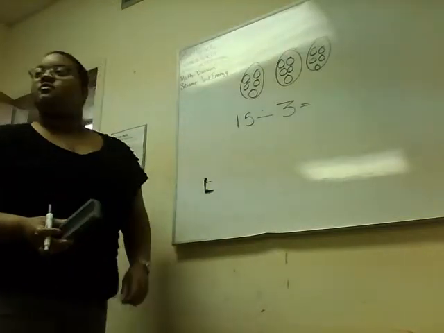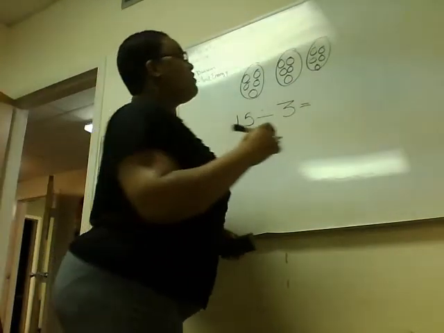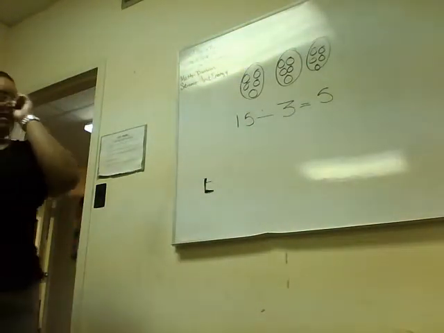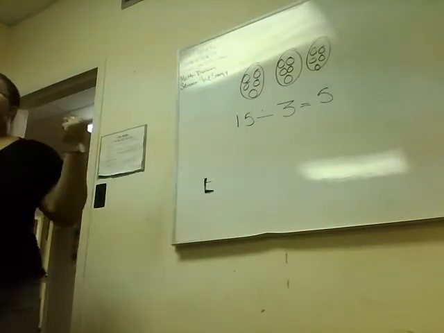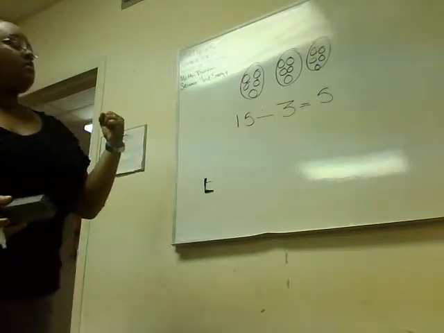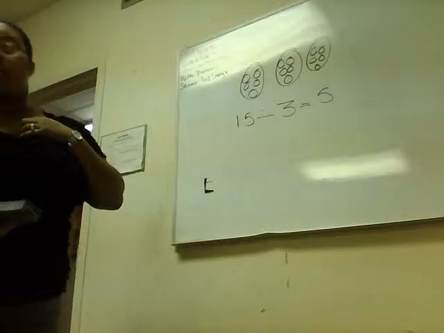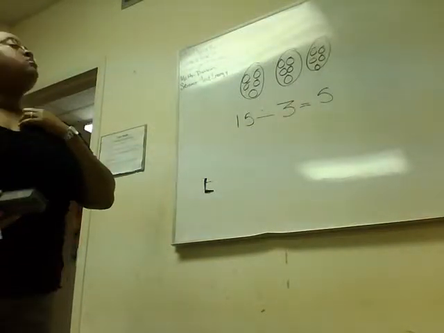What's our answer? Raise your hand. Amira. 5. Good job. Now, can you explain to us how you got that? Let's start with 15. 15 represents what? The marbles in the circle. In all circles or just one? In all circles. Good job.